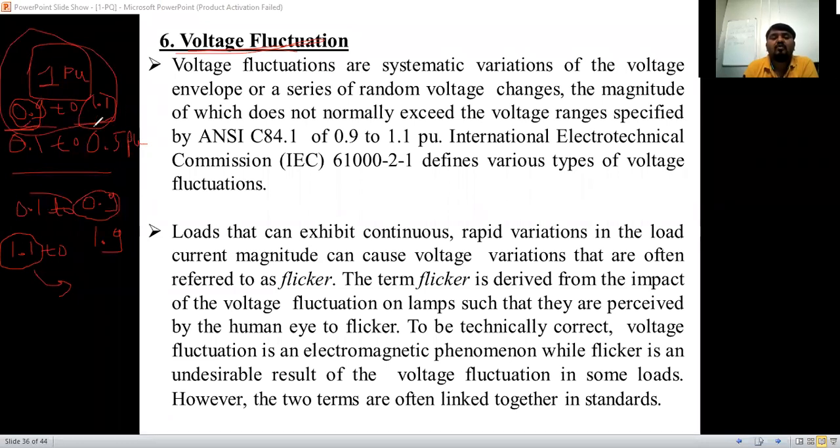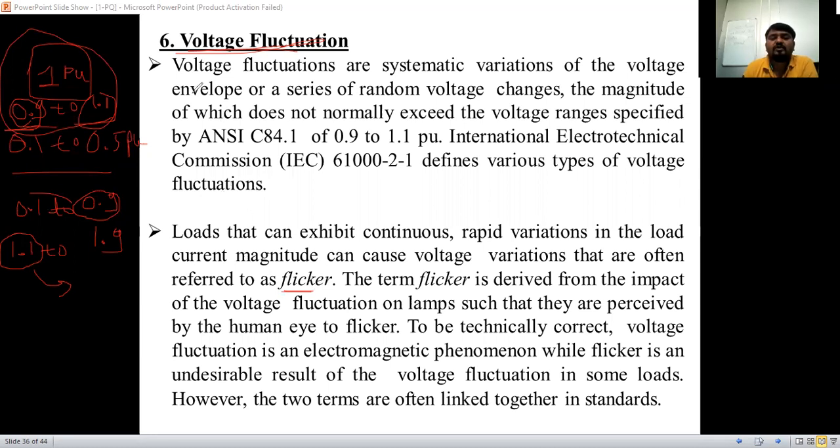Now, if the voltage is less than 0.9 or more than 1.1, that is called voltage fluctuation. Here, when the load changes, for example, suddenly we switch on a load in your house, some light will dim and the intensity will increase. That is flicker, a variation in the voltage. If the voltage variation occurs, the light sometimes blinks, the voltage keeps increasing and decreasing like that.